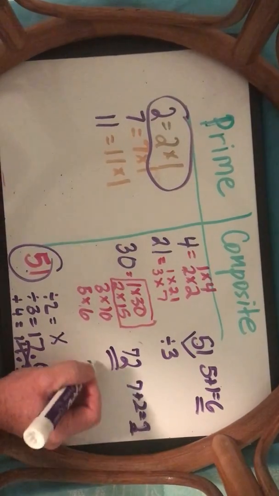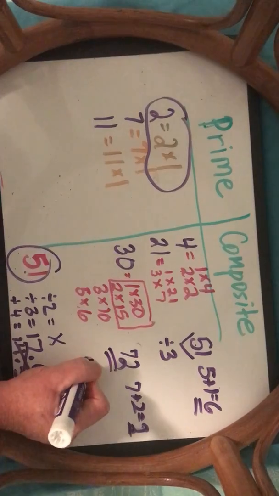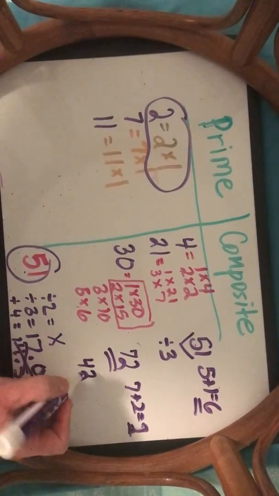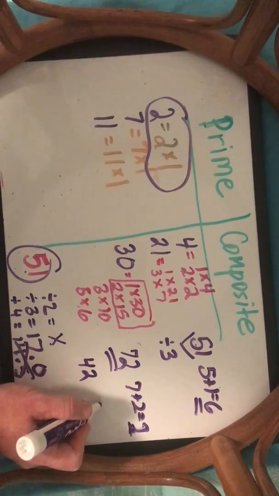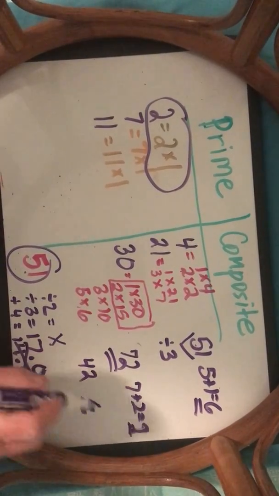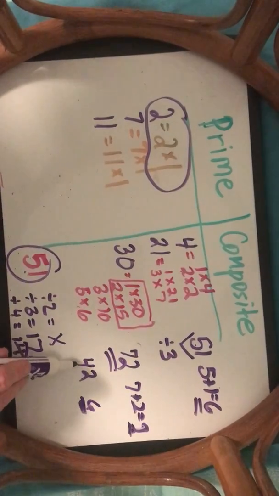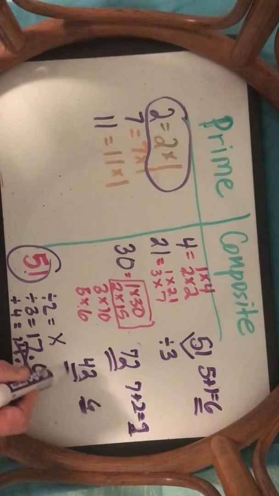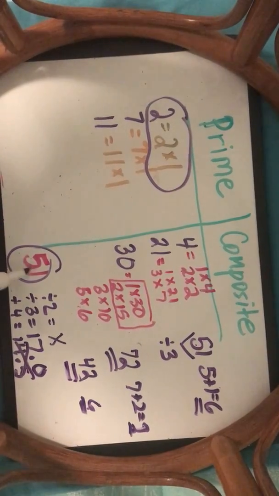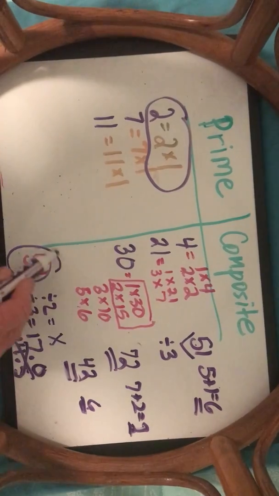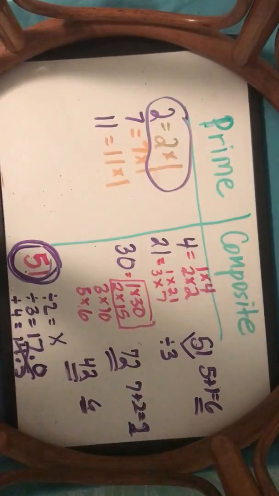Okay, let's see, 42. Add the 4 and the 2 together, you get 6. Since it's a 6, you can divide 6 by 3. So 42 you can divide by 3. So for this 51 down here, you add the 5 and the 1, you get the 6. You can divide by 3. It's going to work even though it looks like it's a prime number.